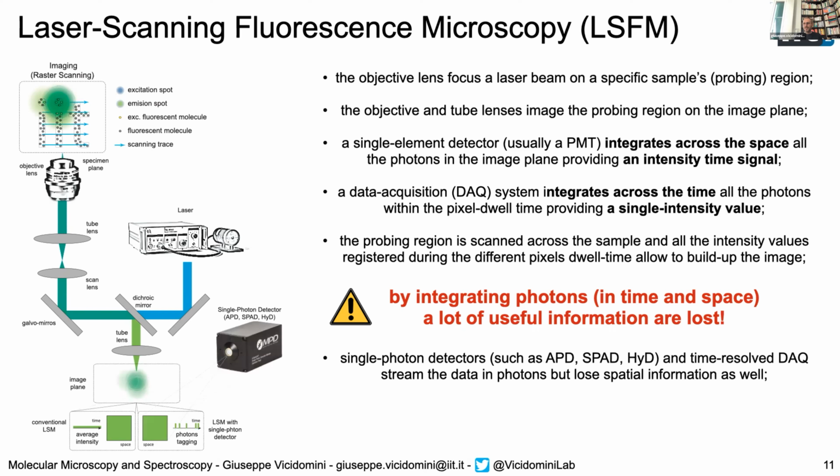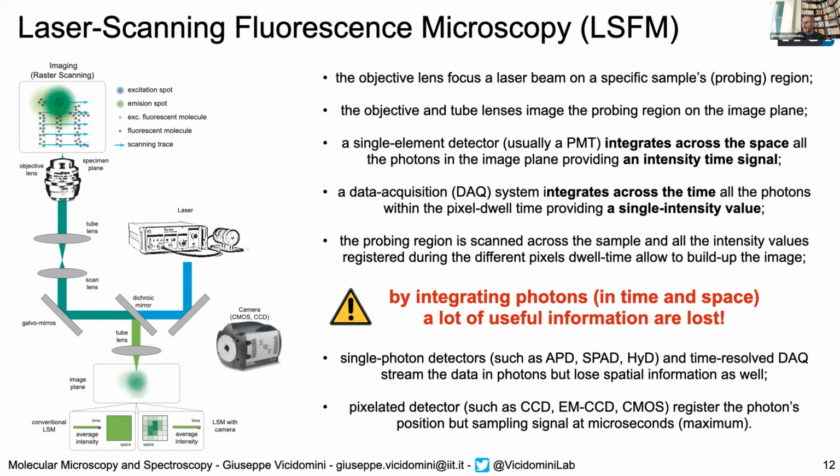So clearly, for example, I can substitute my photomultiplier with a single photon avalanche diode, or anyway a single photon detector: an APD, a SPAD, a hybrid detector. But in this case, I will still collect the light photon by photon. I can observe all the fluctuations at the single photon level of the signal, but I will still discard all the spatial information that is potentially encoded in the image of my probing region.